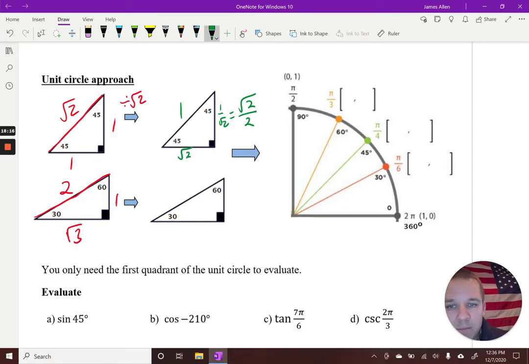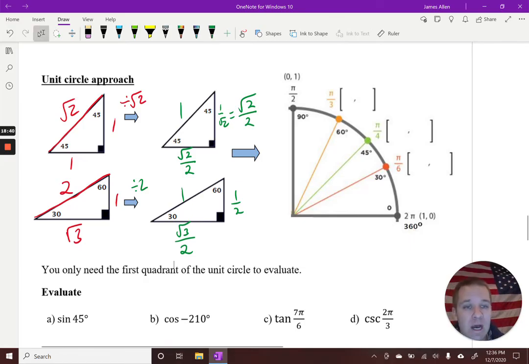Same with this side. And then for the other one, I would divide everything by 2. So I'd get 1 for this. So if I divide by 2, I get 1 for that. I get 1/2. And then I get root 3 divided by 2. No rationalizing on that one, which is nice. Okay, so we can use these to get our x and y coordinates. Awesome. All right. Well, for the 30 degree, my x value would be root 3 over 2. So let me fill that in.